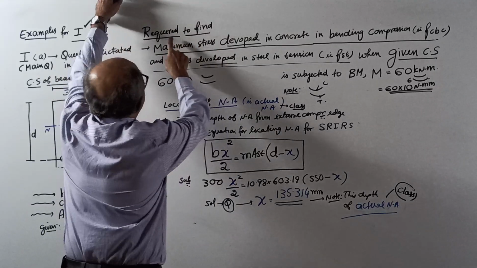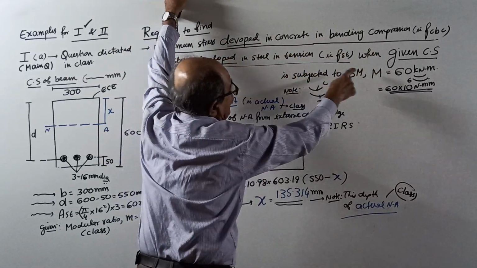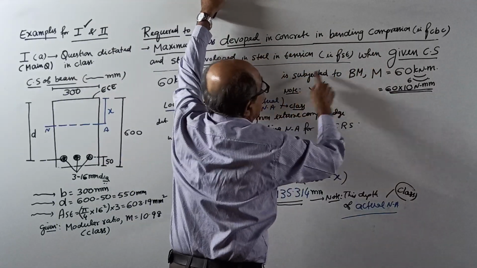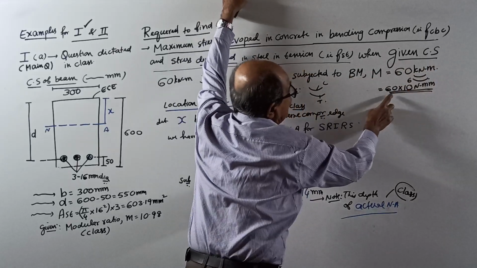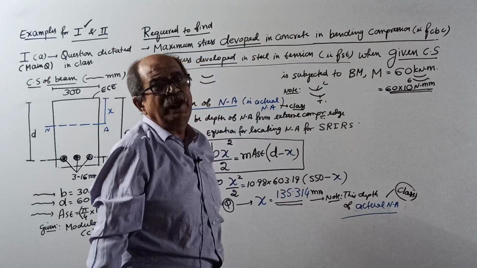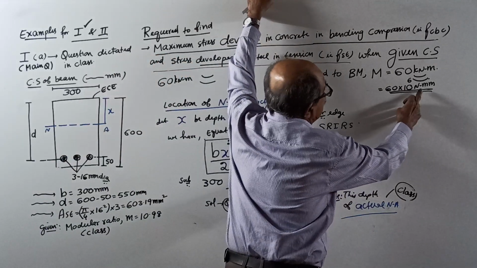Okay, I wrote here, required to find, etc. I wrote, when the cross section is subjected to bending moment M equal to 60 kN meter, you have to convert to Newton millimeter. Why? Stresses we want in Newton per mm square. So 60 into 10 to the power 6 Newton millimeter.